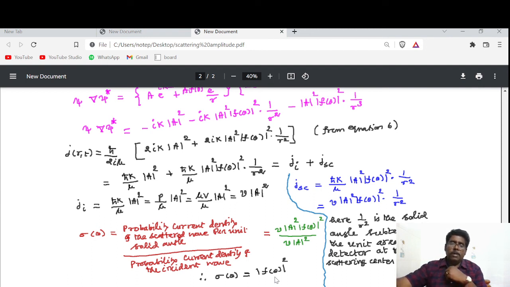In order to evaluate the value of scattering amplitude, we have to follow two techniques. One is Born approximation and another one is partial wave analysis. With the help of these two techniques, you can find the value of f of theta.